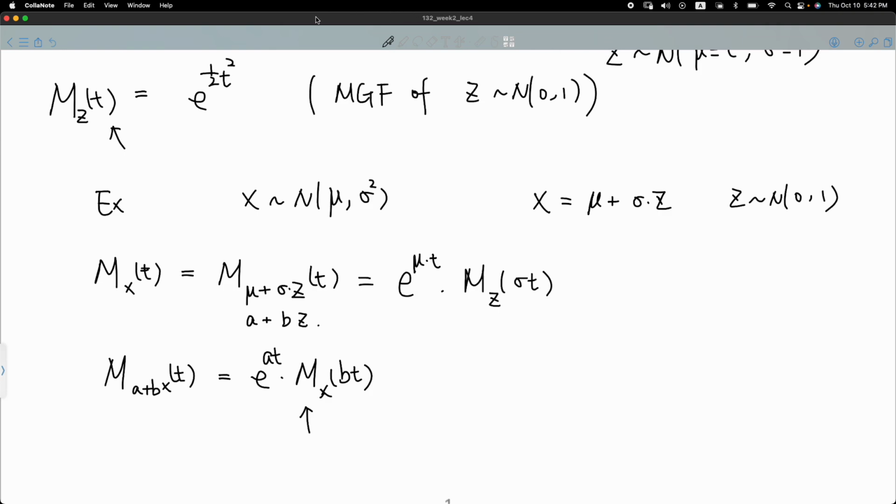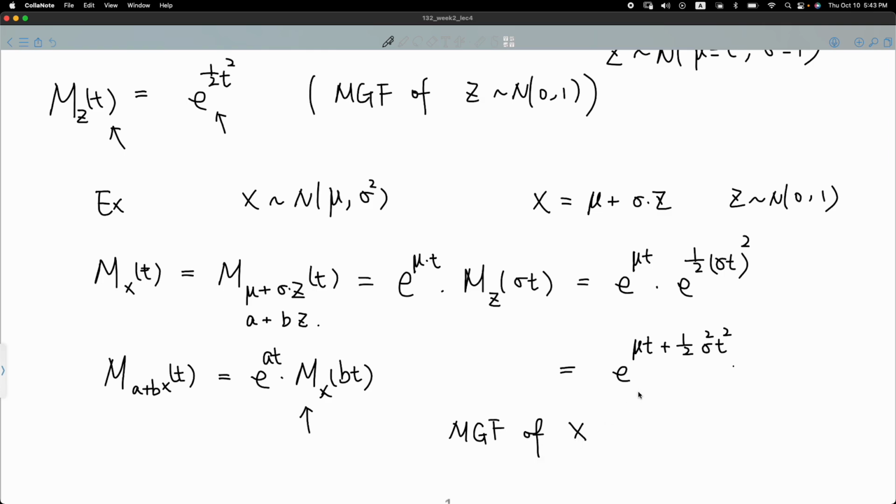Okay, so now we just need to further substitute the moment generating function for z with this expression that we got earlier. Okay, so now we have e raised to the power of mu t multiplied by e raised to the power of 1/2 and then t squared, except that our t here is sigma t, and then altogether taking the square. And now we can simplify the expression as e raised to the power of mu multiplied by t plus 1/2 sigma square t square. And this also, let me write it down, is the moment generating function of random variable x for x that follows a normal distribution with mean mu and variance sigma square.